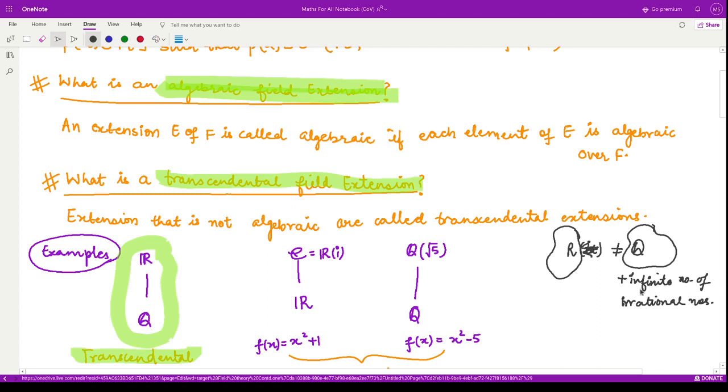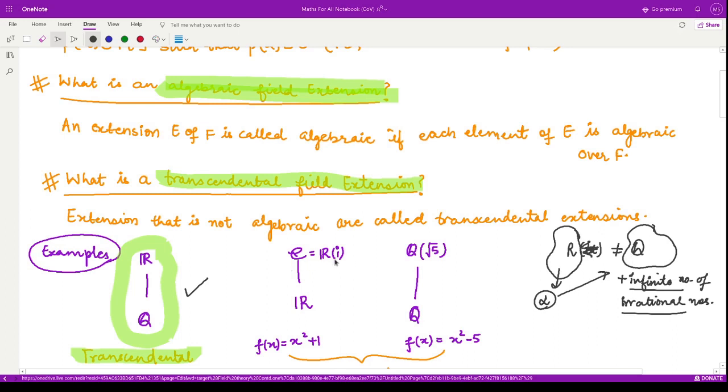So for example, we have some number over here, say alpha. For this number we are not able to find some polynomial in this case. Therefore this field extension R over Q is transcendental, and moreover its degree is infinite because we have to add an infinite number of irrational numbers in order to get R from Q.